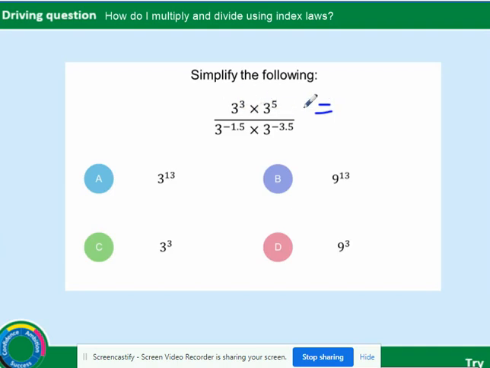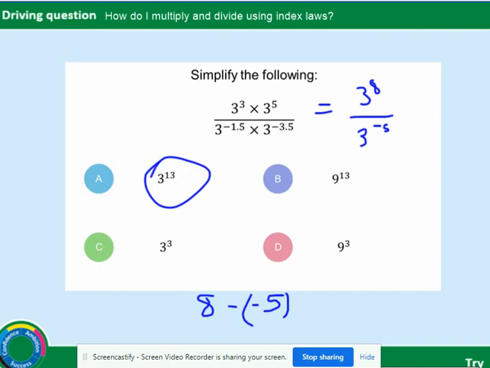Okay, add the powers on the top, add the powers on the bottom. Negative 1.5 plus negative 3.5 would be negative 5. And then we're subtracting the powers, 8 minus negative 5, which is the same as 8 plus 5. So that would give us 3 to the power of 13.